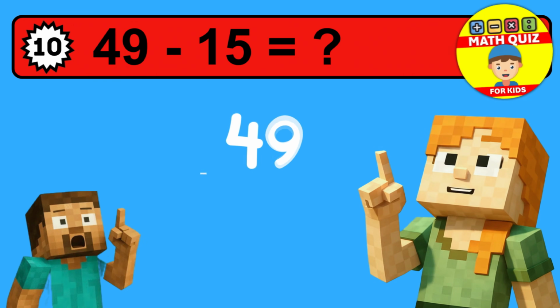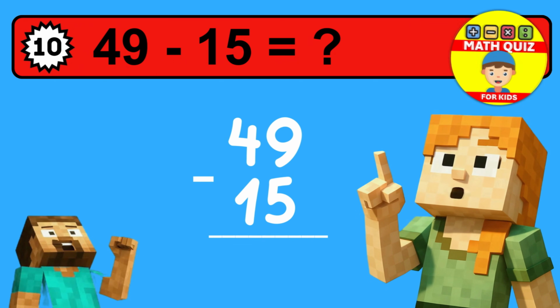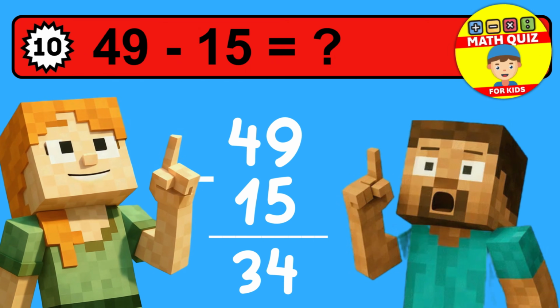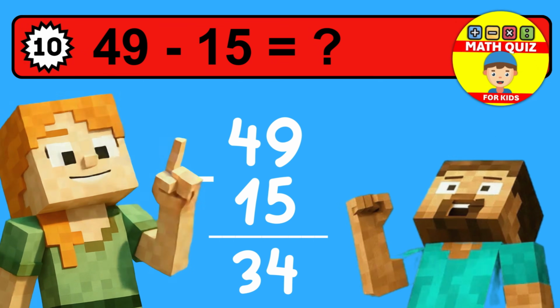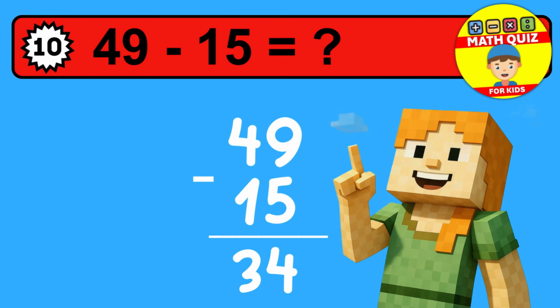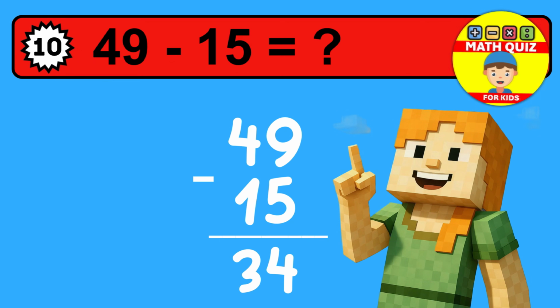Let's solve this step by step. We start with the units. 9 minus 5 is 4. Then we go to the tens. 4 minus 1 is 3. The final answer is 34.